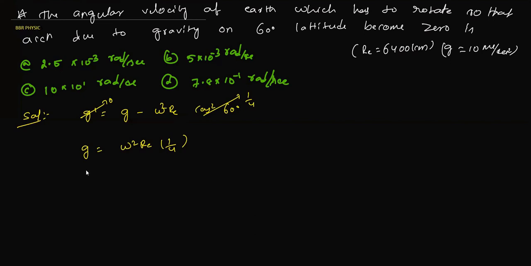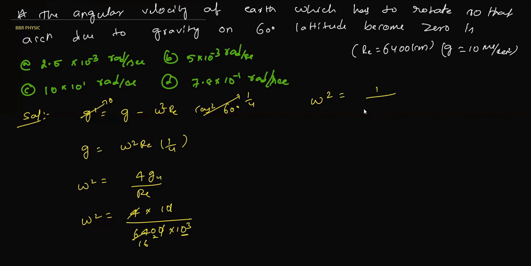So if I want to calculate omega square, omega square equals 4g divided by RE, so omega square equals 4 into 10 divided by RE. RE value is 6,400 kilometers, 10 raised to 3. 4 into 16 is 64, so the 16 gets cancelled, the zeros get cancelled, and 10 power 3 remains. Omega square equals 1 by 16 into 10 raised to 4.